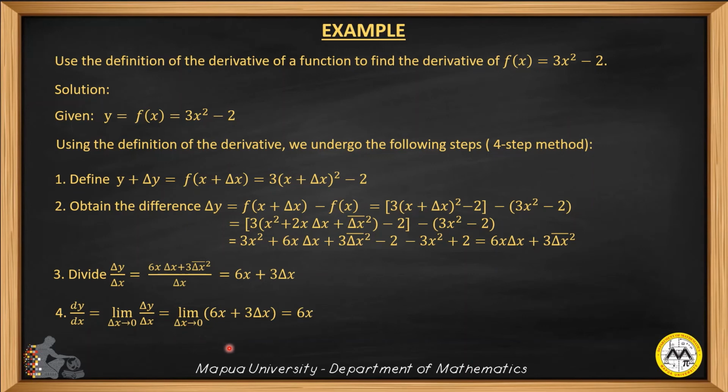Now, please take note that x and delta x are two different variables. So as delta x approaches 0, it is only this factor that will be approaching 0 and not x. And therefore, the limit of 6x plus 3 delta x as delta x approaches 0 would be 6x. Okay, so what we're saying here is that the derivative of 3x squared minus 2 with respect to x is just equal to 6x.